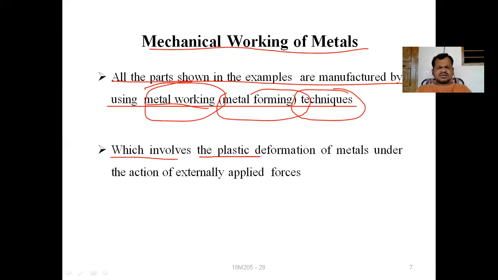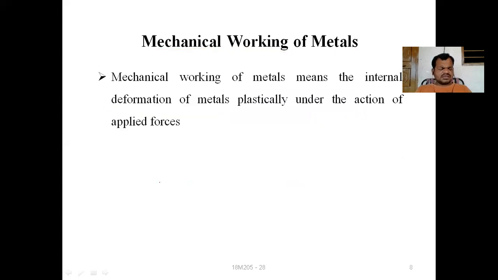Metal working involves the plastic deformation of metal under the action of externally applied force. So it is plastic deformation of metal under the action of externally applied force. We are applying some force on a body.